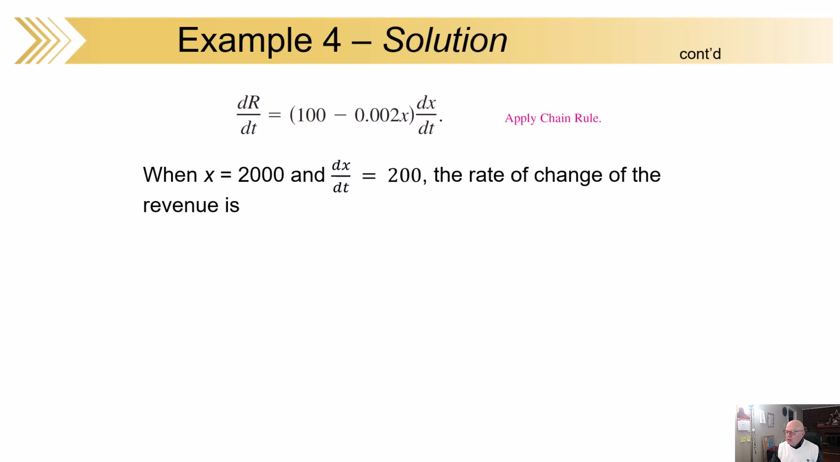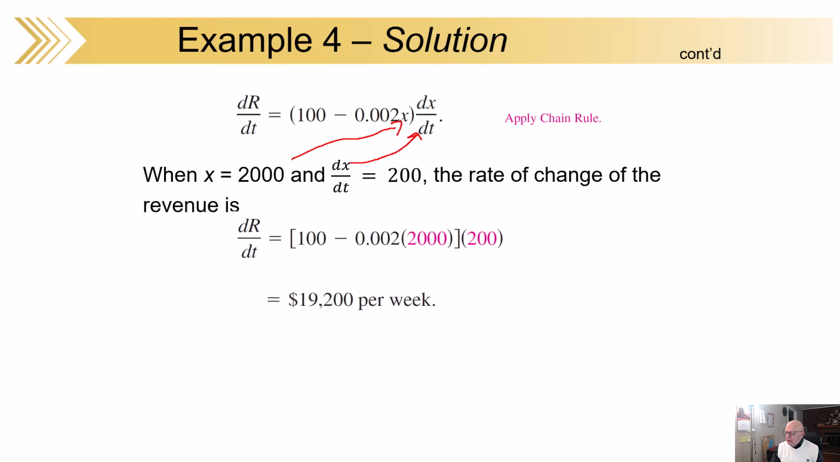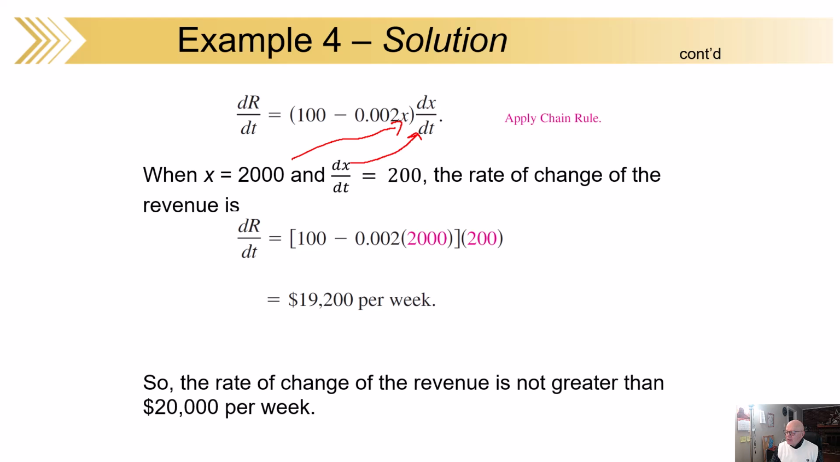x is 2,000. Put that in here. dx/dt is 200. Put that in here. That's it. Just put those numbers in. The revenue is increasing at $19,200 per week. There's our first answer. We got a second one though. We were supposed to compare it to 20,000. It isn't greater than 20,000 per week. So there is our answer.